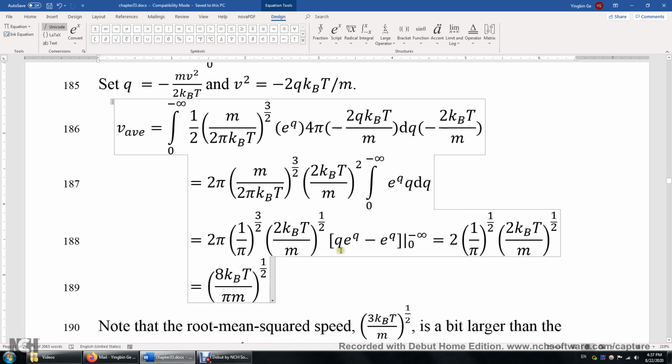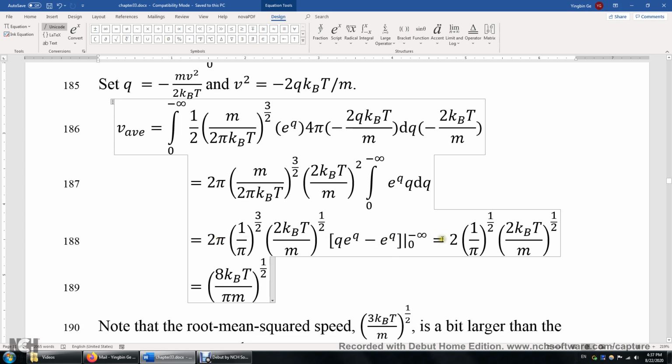The integral of this is q times e to the q minus e to the power of q. All right, and then we plug in the lower limit, upper limit. When we plug in negative infinity to here and to here, we get 0 minus 0. And then we plug in q equals 0. When q is 0, this part is 0, and over here we have a negative 1. So this integral is 0 minus negative 1. That's positive 1. All right, that's positive 1.